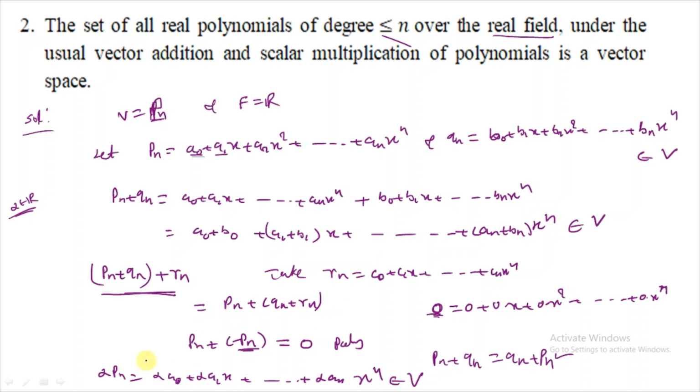Now you can check that 1 dot Pn is the same as Pn, and you can check the distribution laws. They are satisfied. That means the set of all polynomials whose degree is less than or equal to 10 is a vector space. You can check all conditions. I just gave an idea; try this one yourself. I will show another example.